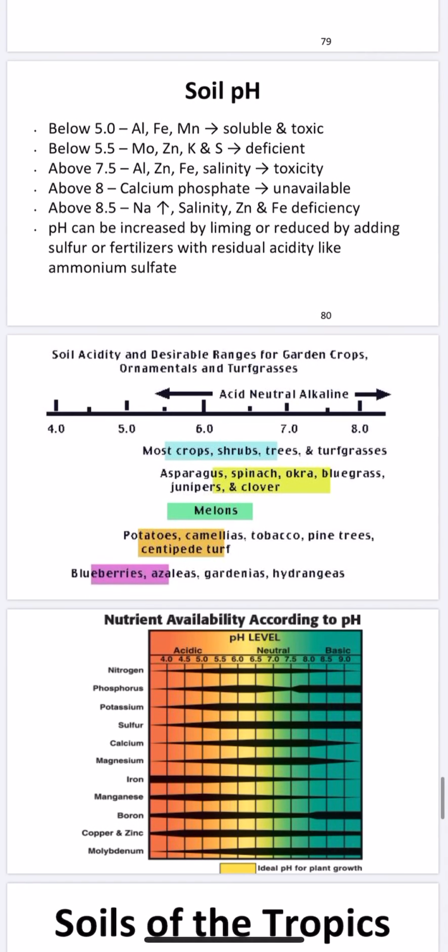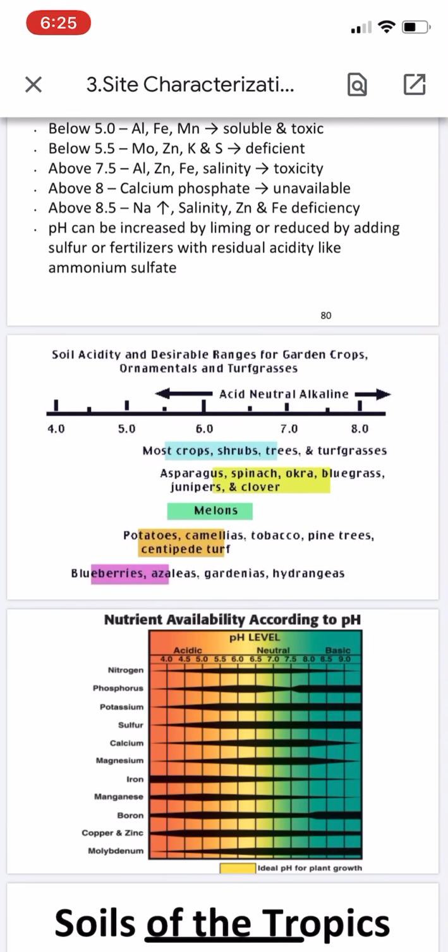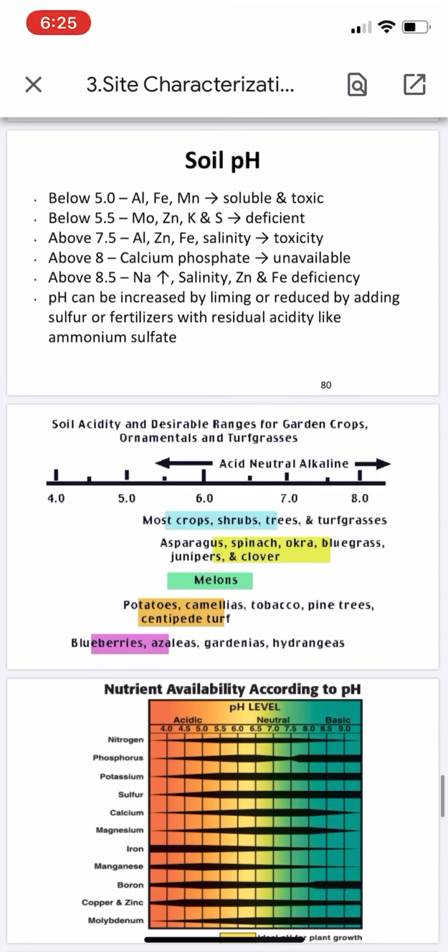So in terms of soil pH, if it's below 5, the aluminum, the iron, and the manganese become soluble and toxic. And below 5.5, which is acidic, the molybdenum, zinc, potassium, and sulfur are deficient already. But above 7.5, when it's alkaline, aluminum, zinc, iron, and salinity become toxic. And above 8, calcium phosphate is already unavailable.